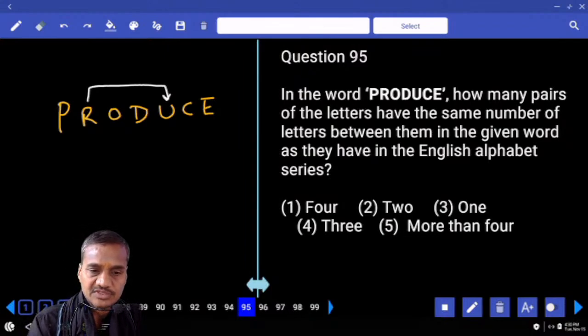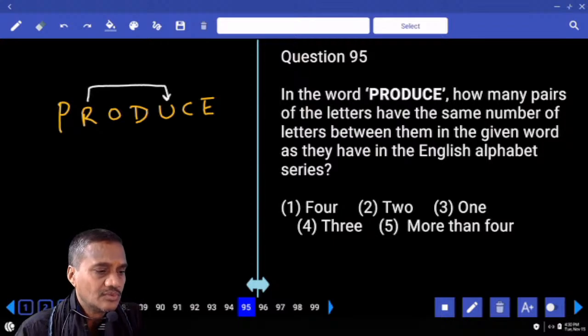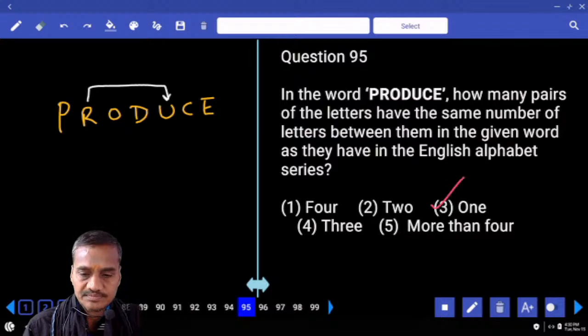And again in the reverse, E, F, G, H, I, J, K. C, D, E, F, G, H. U, V, W, X, Y. D, E, F, G. Next one O, P, Q, R. And so how many do we have? There is only one such pair. And what is your answer? Choice 3, question number 95.